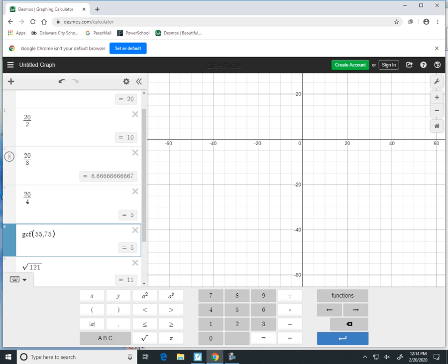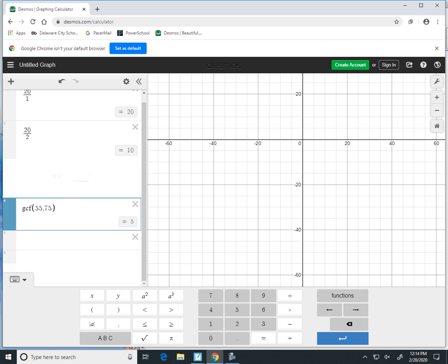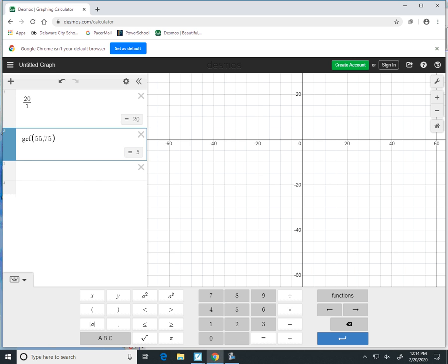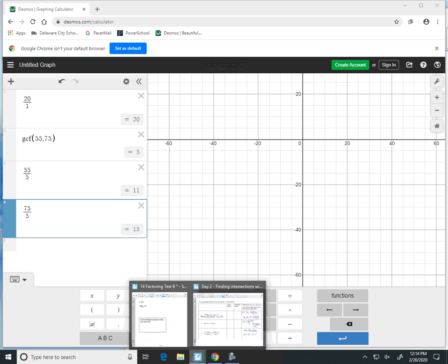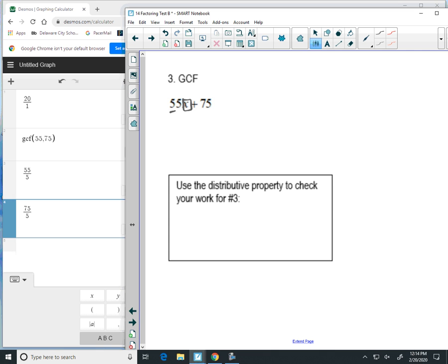And then if you want, just go ahead, learn your Desmos, you know you're going to need to divide. So 55 divided by 5, 75 divided by 5. There are your leftovers. The 11 is going to have an x with it. Make sure you're writing your GCF out front. That's a really important piece. Write your GCF out front.